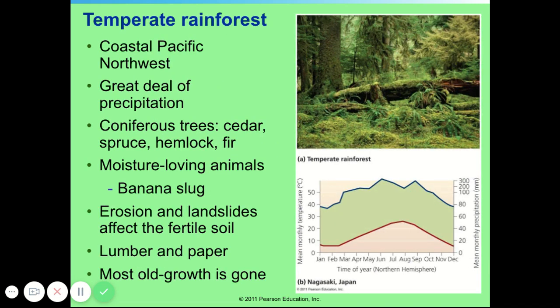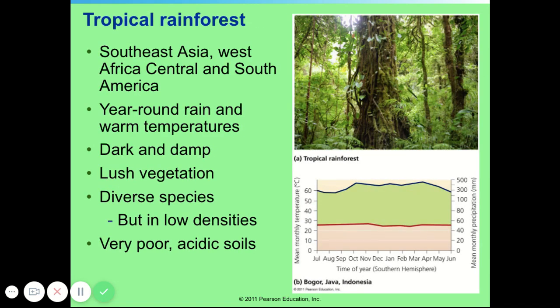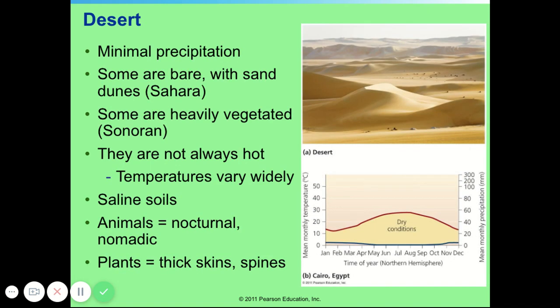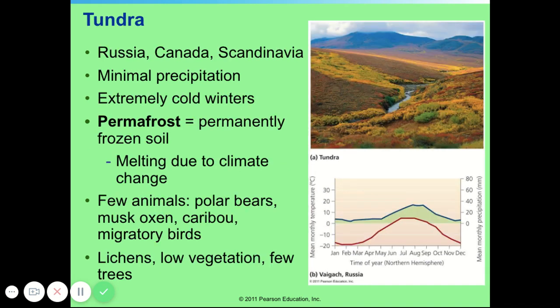Temperate rainforest is found on the coastal Pacific Northwest part of the United States, including places like Washington State. Tropical rainforest is going to be found near the equator. Savanna is another type of grassland. Desert, of course, is characterized by extremely low precipitation. Tundra is known for its permafrost, which is melting now because of climate change.